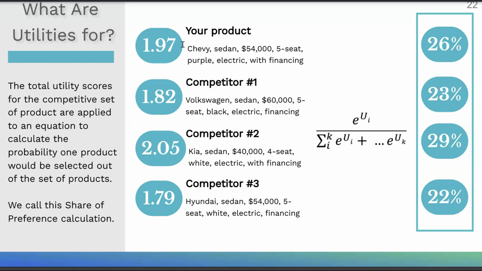You can apply these total utility scores to what's called a preference share equation, which is right here. And the preference share equation will tell you the probability that this product would be selected within this set of competitive products. That's called the preference share. And the preference share is often used to understand a potential appeal for a product in a competitive market landscape. And that's really what that means.